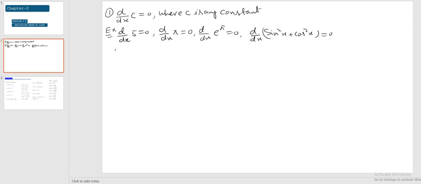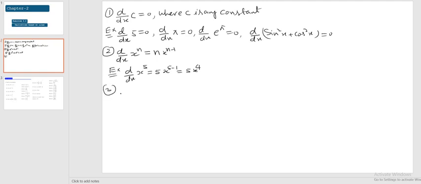So that is the first one. Next one, which is very important, I will use as a rule: d/dx of x to the power n equal to n into x to the power n minus 1. What does that mean? That means d/dx of x to the power 5. In place of n it is 5, into x to the power n minus 1, that means 5 minus 1. So it comes 5 into x to the power 4. This is the answer.